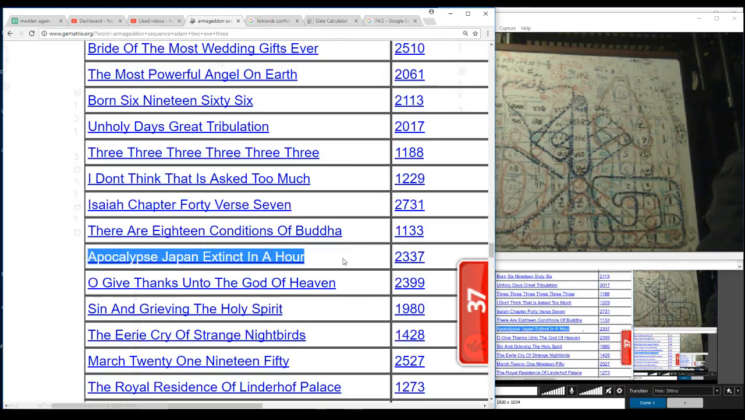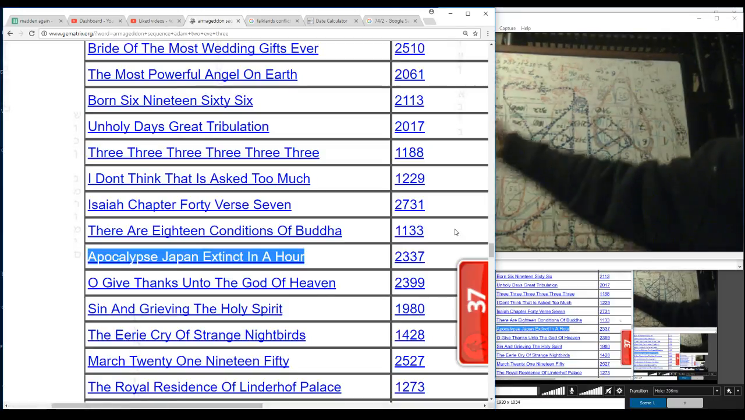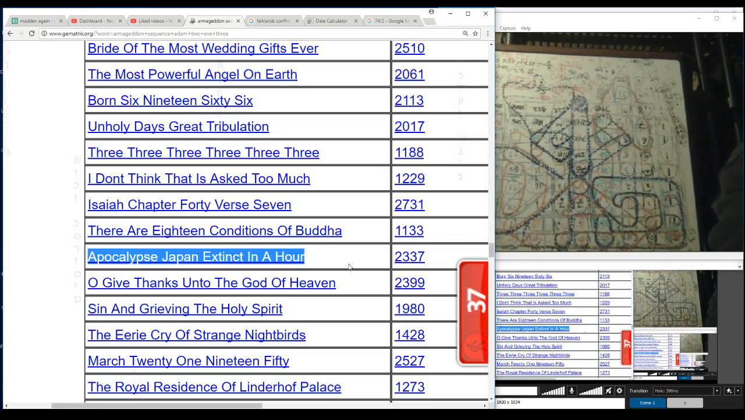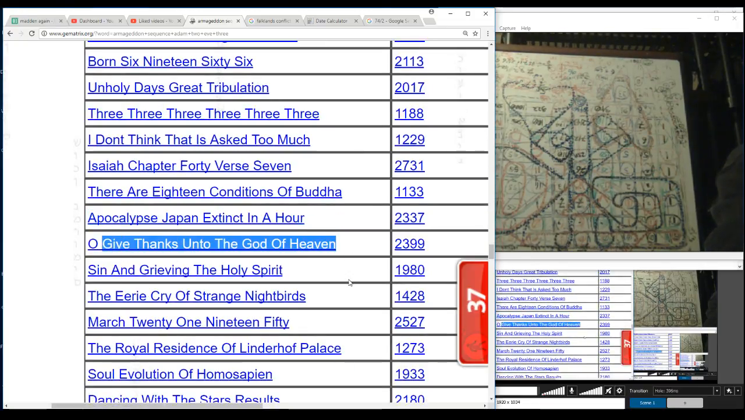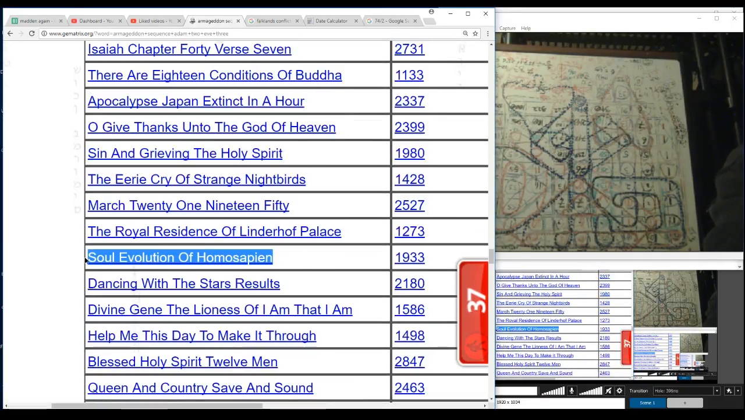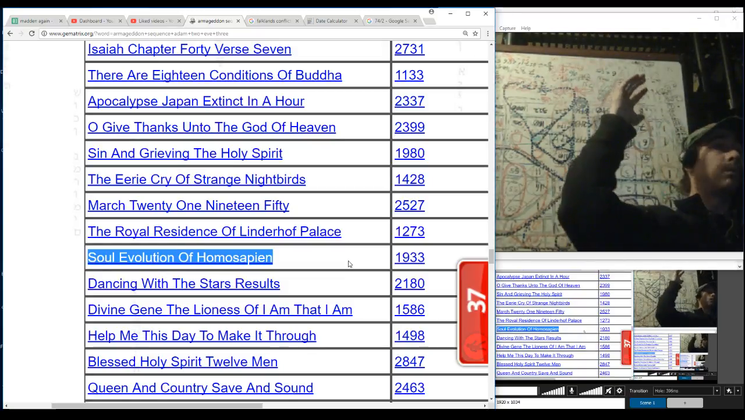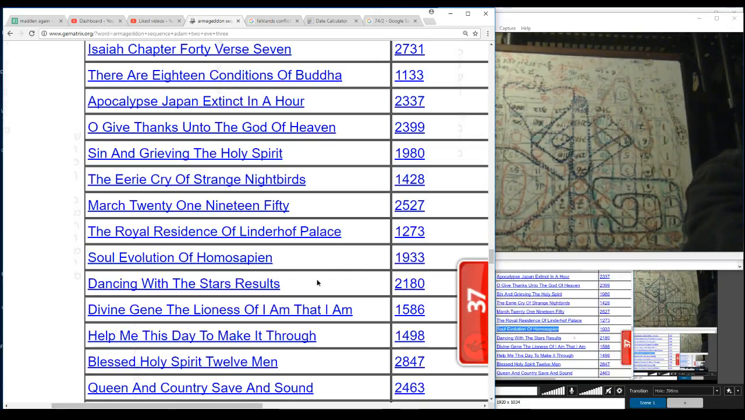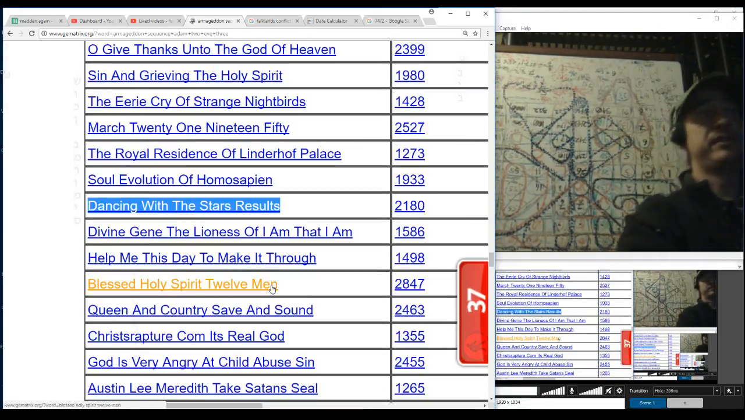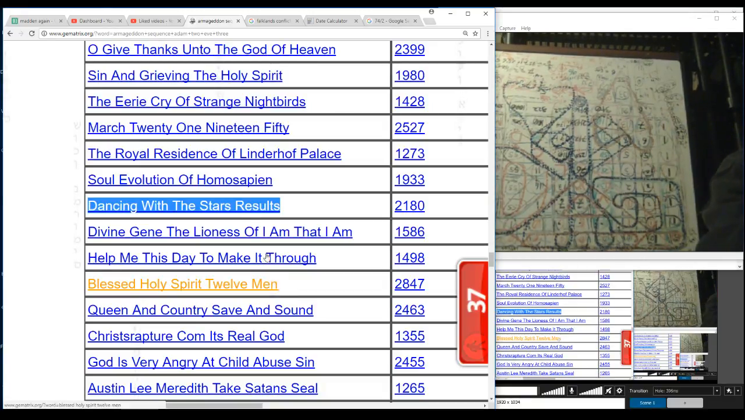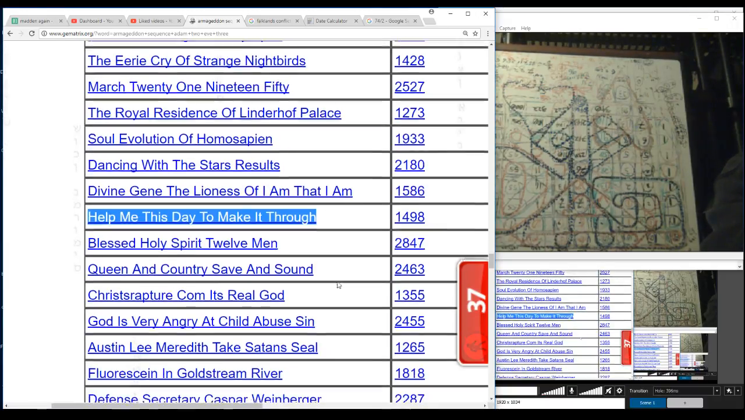Apocalypse, Japan extinct in an hour. What? Because they're smart enough to understand how to add. The whole country could probably smarten up and wake up in an hour. Probably. Oh, we give thanks unto God of heaven. Sin and grieving the Holy Spirit. Lovely. Soul evolution of Homo sapien. Dancing with the Stars results. I mean, some of you would be so baffled by that. I think the N+1 is a little bit more deep. Help me this day to make it through. Lovely.